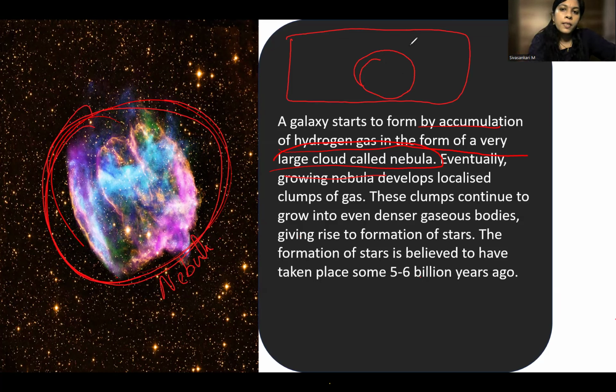Okay, now this is existing in the form of gas. We call this a nebula. This is how the galaxy is formed. Okay, galaxy. This forms one galaxy. After a few distance apart, there will be another galaxy.